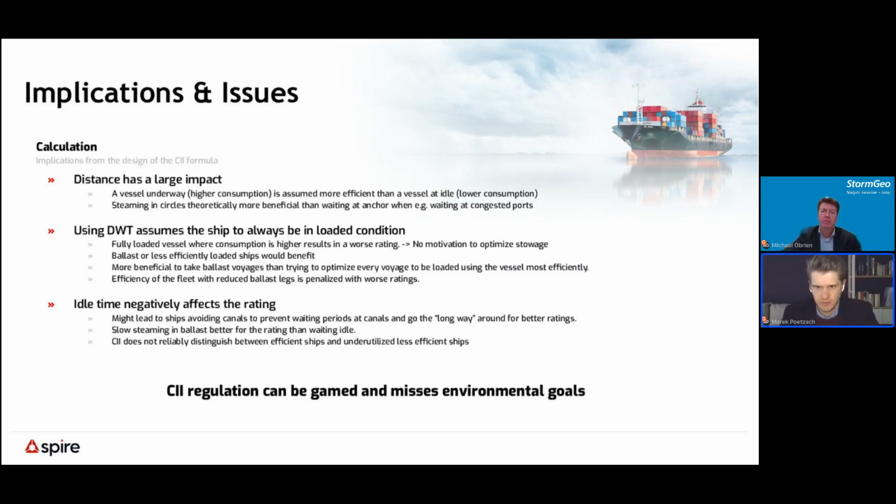So coming now to the implications and to some extent issues that are related to CII, I'm first going to focus on the side of the calculation of it. From the formula that we looked at, we can see that one very big impact in the whole CII rating is played by the distance, because that's a variable. The deadweight in the formula is not going to change. So one of the bigger variables in the denominator is the distance, and it therefore has a large impact on the whole rating.